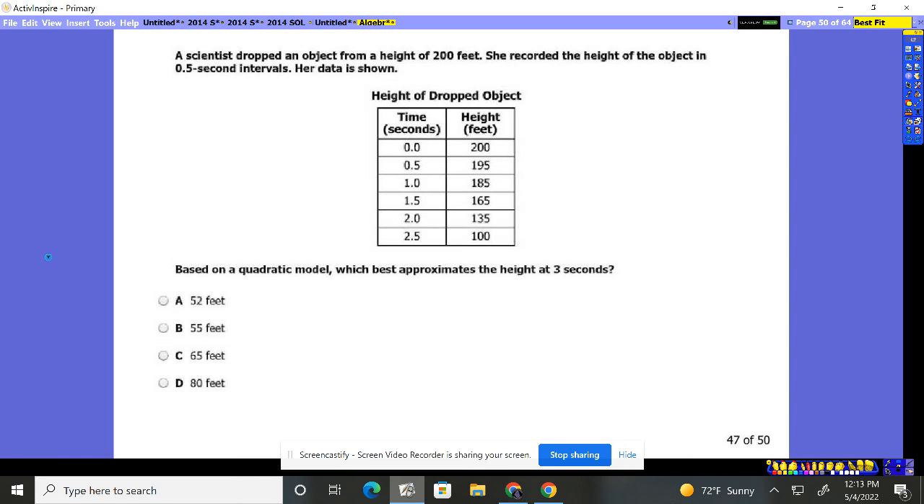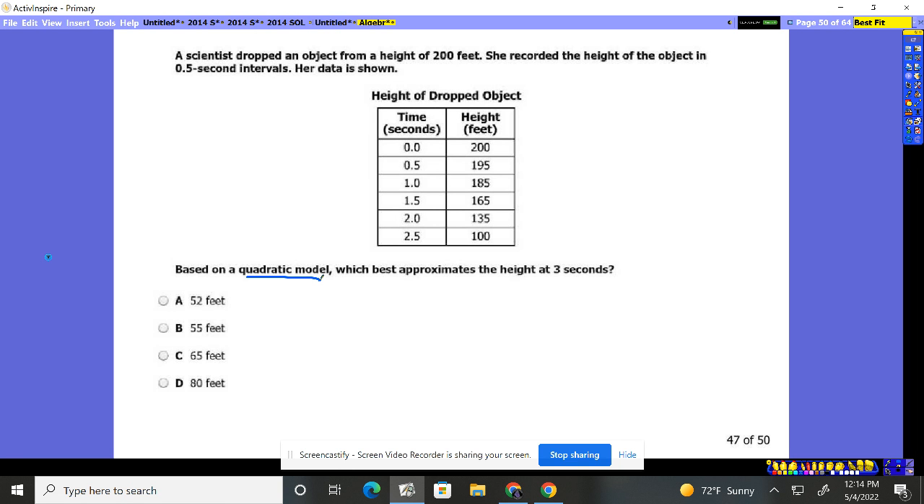Question 47. It's a difficult question, but we're able to use Desmos to help us figure this out. It says a scientist dropped an object from a height of 200 feet. She recorded the height of the object in half-second intervals. Here's her data. So based on a quadratic model, they even told you it's quadratic, when you drop something, it ends up picking up speed until it reaches its terminal velocity, but we don't really care about that.